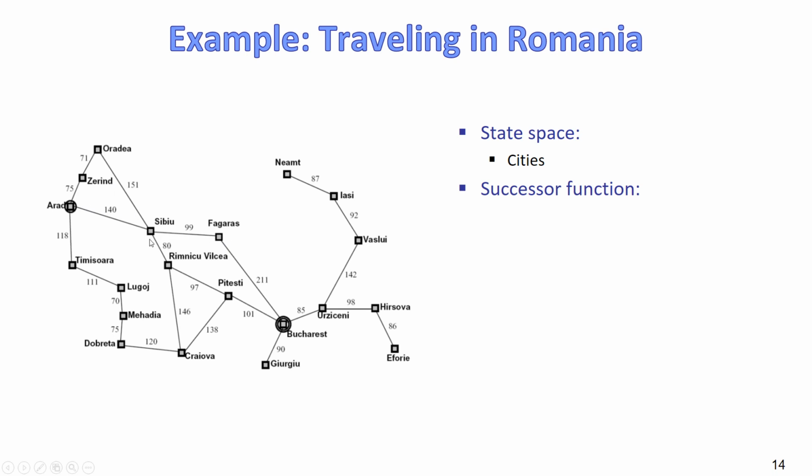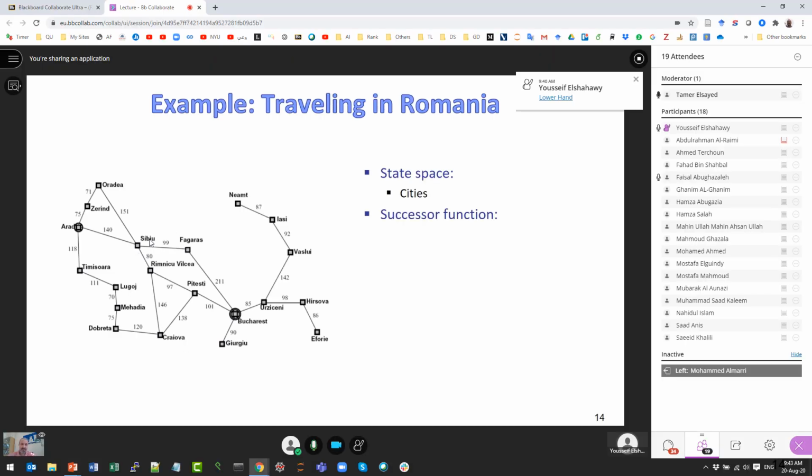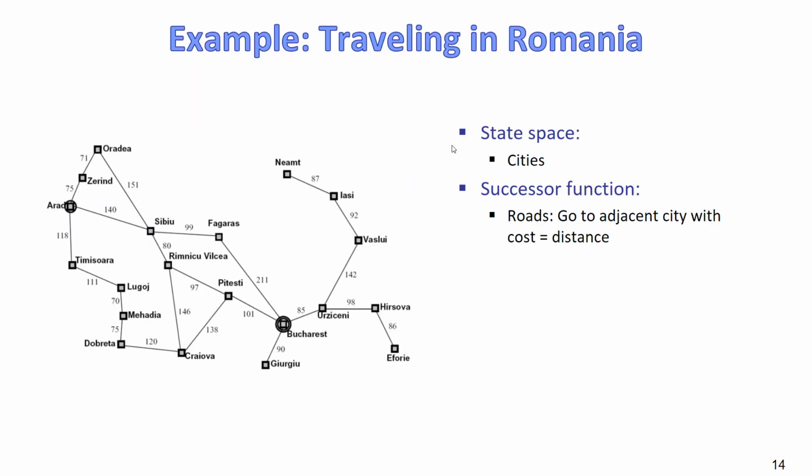And what is the cost associated with every action? Yes, it can be here the distance of the road between the 2 cities. And the next state, of course, will be the next city. Okay, now what is the start state? This one is easy, right? It will be Arad. That will be the start state.